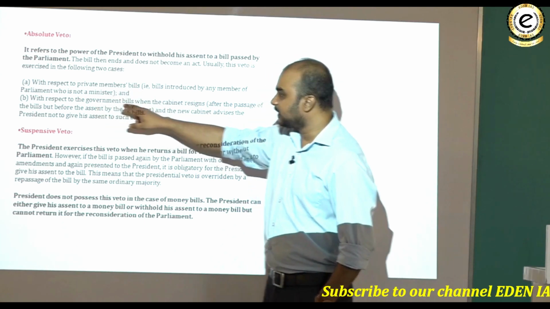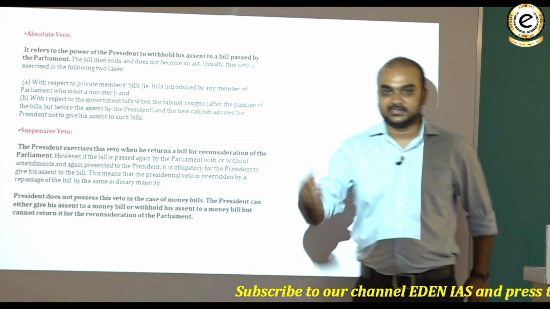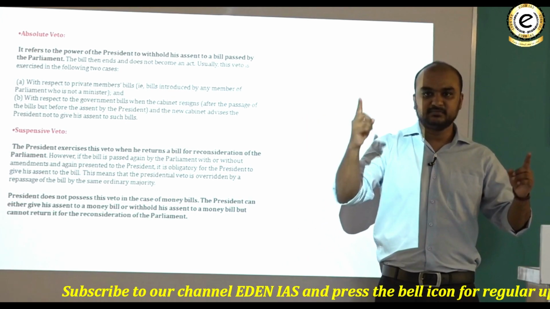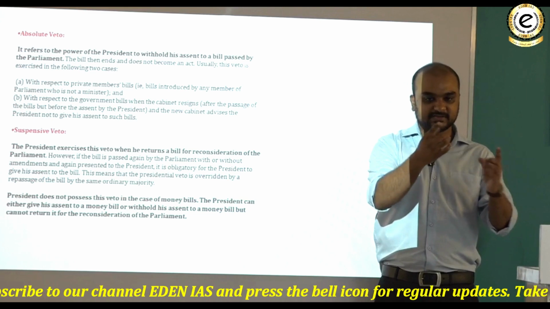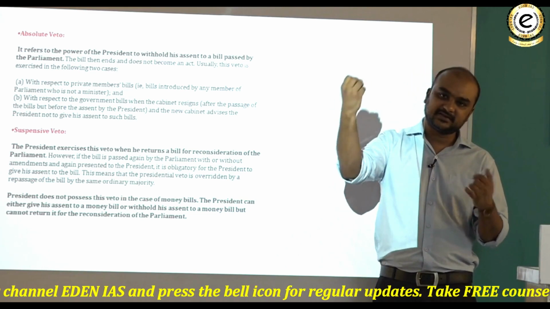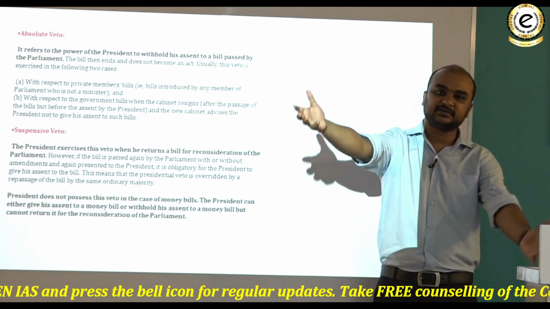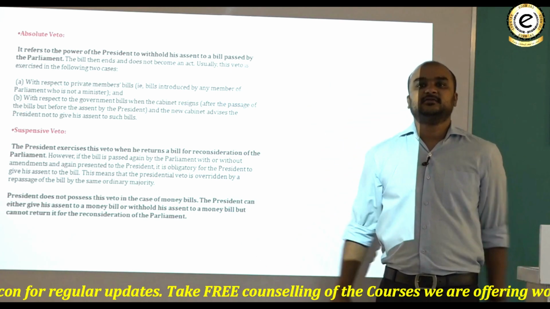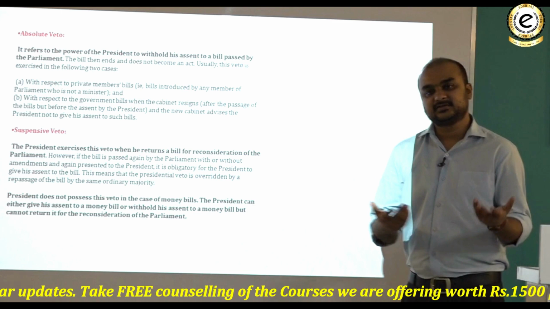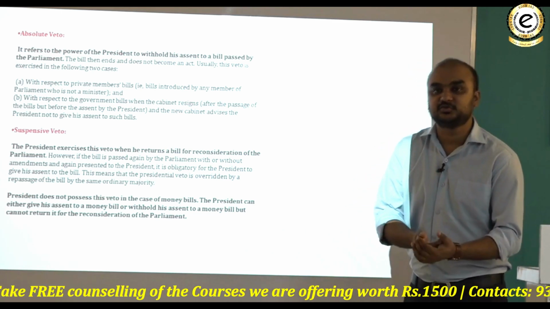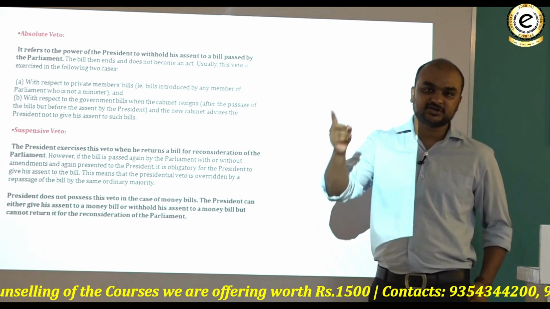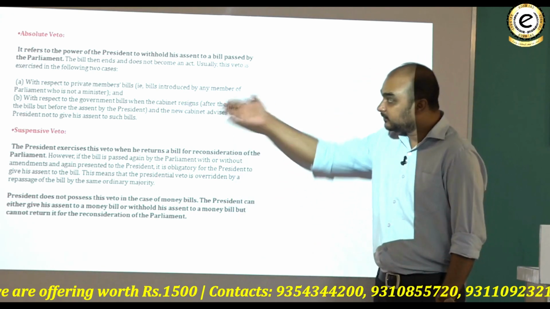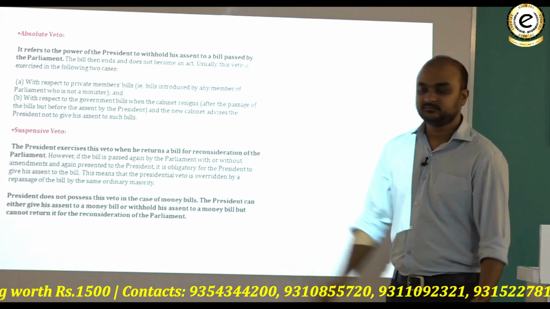And with respect to government bills, when the cabinet resigns, suppose it is a government bill, it means introduced by a minister. But before the bill can make the journey in both the houses, and by the time it reaches the President, the Council of Ministers has lost support and a new Council of Ministers has emerged in its place, and it advises the President to declare his veto to the bill. And thus, the President shall be constitutionally under the obligation to follow the advice of the new Council of Ministers. So, a government bill can also be vetoed.